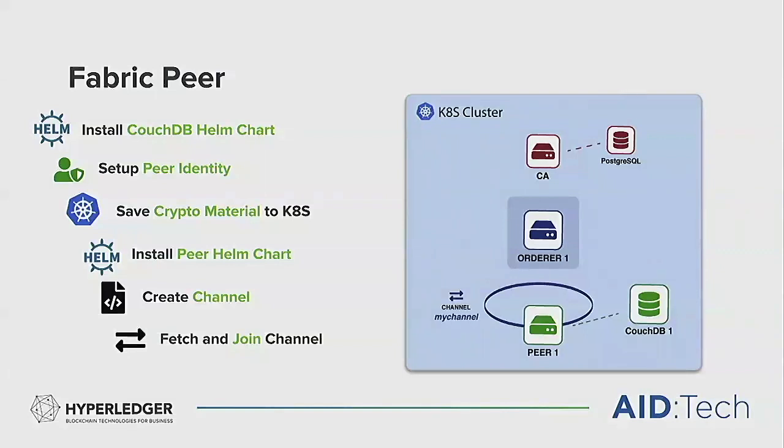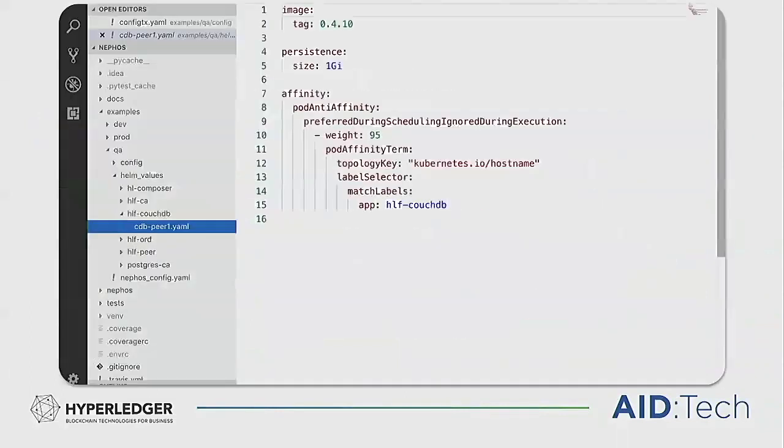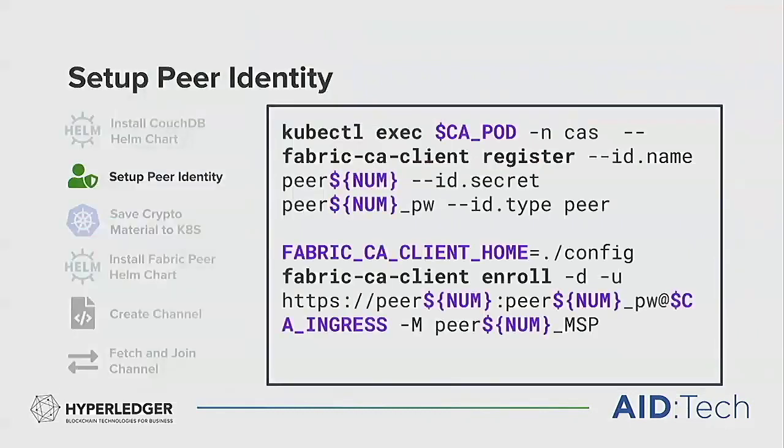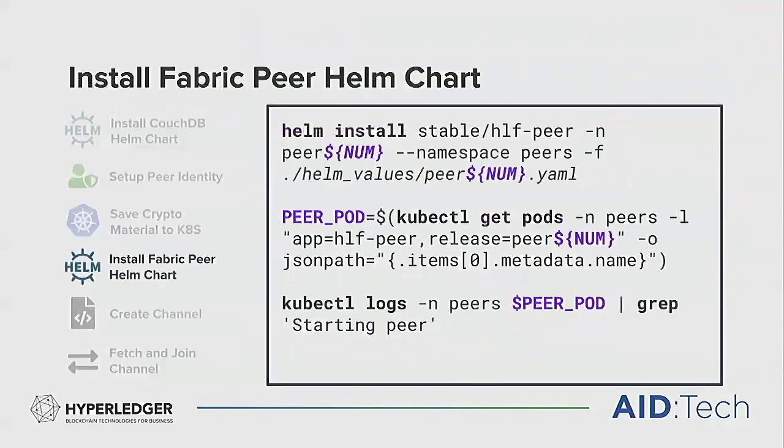This will again be a little bit more involved. We need to install first the CouchDB and check that it's alive, again, with Helm install. So this is the simplest values file, because you just need to specify persistence and the type and the tag, as well as the anti-affinity to ensure that CouchDBs end up on different servers. Set up the peer identity. So we create an identity for the peer node. And again, we save it to Kubernetes. And we install the peer Helm chart, and again, check that it's running.